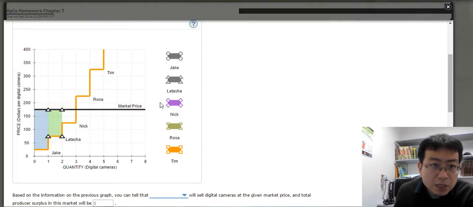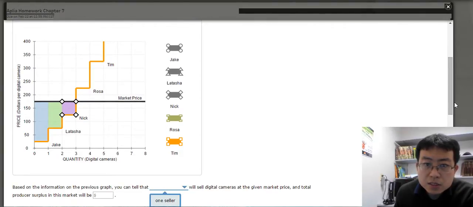And then next for Nick, Nick's price looks like $125, and the price is $175, so he will sell as well. So this is a producer surplus. Now for Rosa, Rosa's minimum willingness to sell the camera is $225, but the price for the marketplace is $175, so she wouldn't sell because the price is too low, it's too cheap. So based on the information above, we can tell that 3 sellers will sell digital cameras. So 3 sellers.